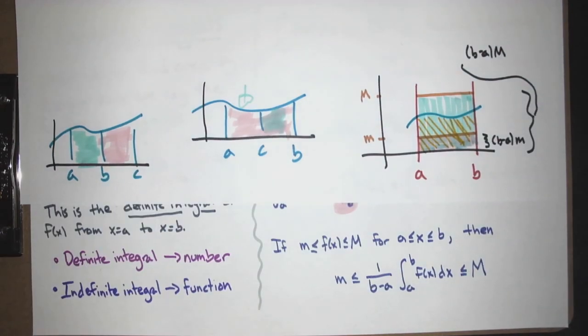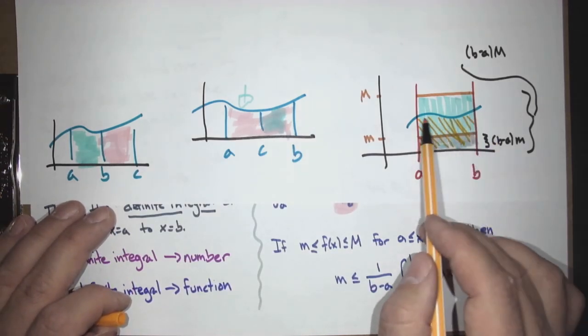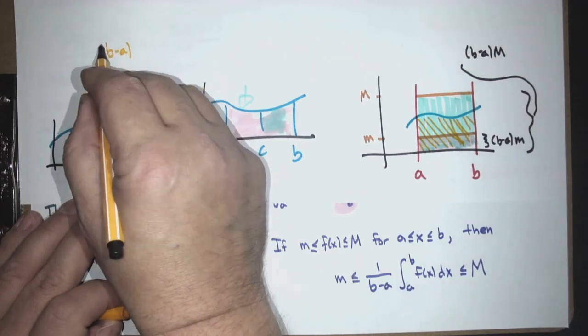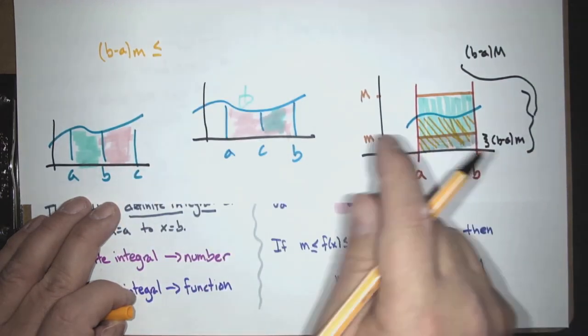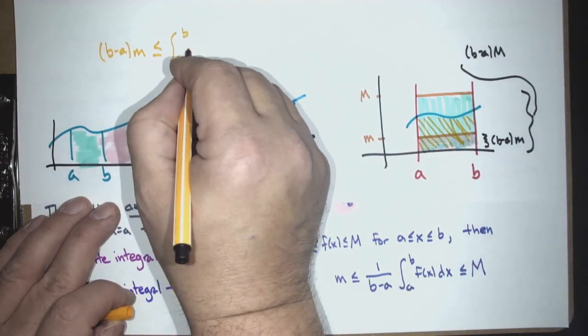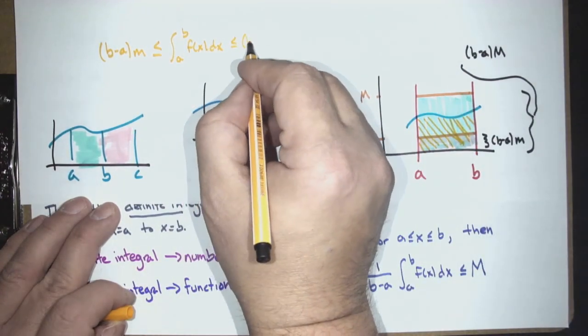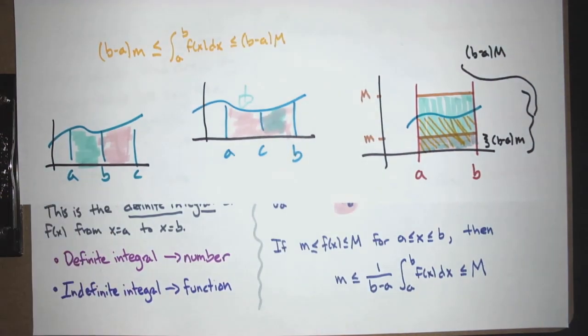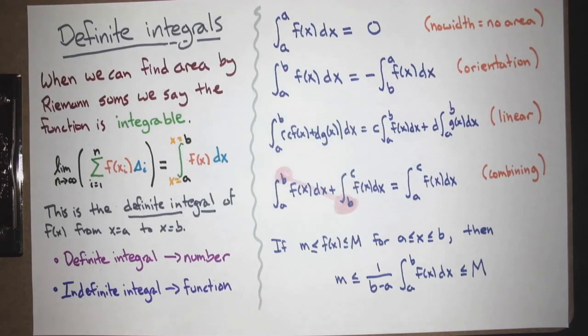And now you just say, well, look, I've got three areas. The smallest area is contained in the medium one, so b minus a times m, that's the small rectangle. That has less area than the integral does, which is the area under the curve, which in turn is completely contained inside this bigger area, b minus a times capital M. And now divide everything by b minus a. All right, so there's the result. Highly believable, yes? Good. So any questions on our various properties?